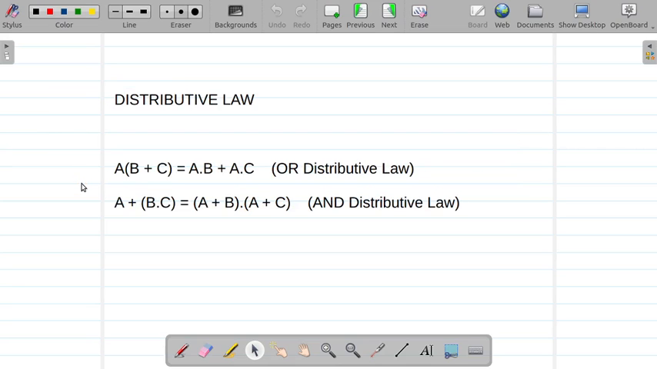So, next is the distributive law. You are probably familiar with this. A multiplied by (B plus C), you can distribute the A, so it becomes A and B or A and C. So, that is the distributive law. Then, A plus B and C is just equal to (A or B) and (A or C). So, next.